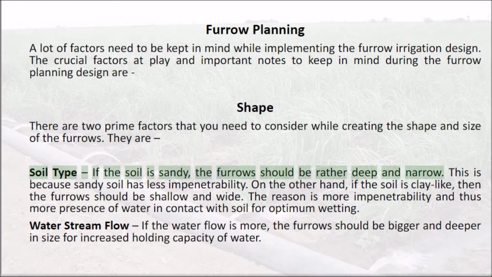Soil type. If the soil is sandy, the furrows should be rather deep and narrow. This is because sandy soil has less impenetrability. On the other hand, if the soil is clay-like, then the furrows should be shallow and wide. The reason is more impenetrability and thus more presence of water in contact with soil for optimum wetting. Water stream flow. If the water flow is more, the furrows should be bigger and deeper in size for increased holding capacity of water.